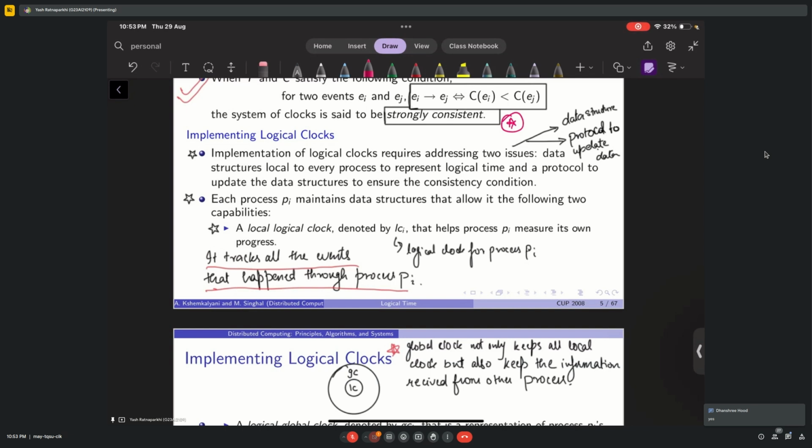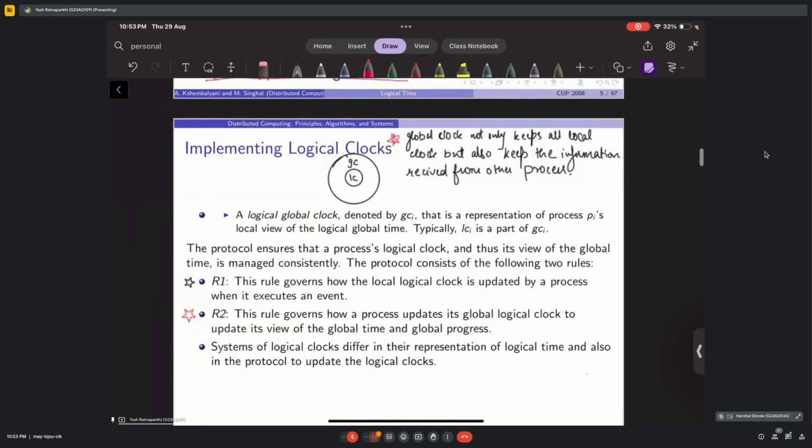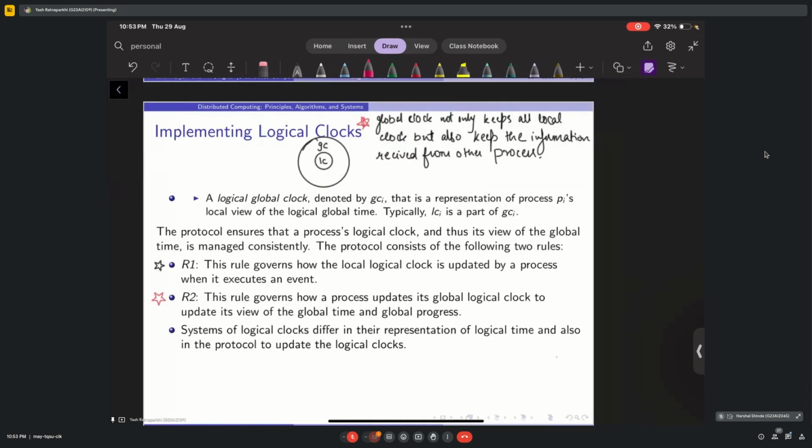Each process Pi maintains a data structure that allows it the following two capabilities. One is the local logical clock, denoted by LCi, that helps the process Pi measure its own progress. And the other is the global logical clock, denoted by GCi, that is a representation of the process Pi's local view of the logical global time. Okay, I'll make you understand this.